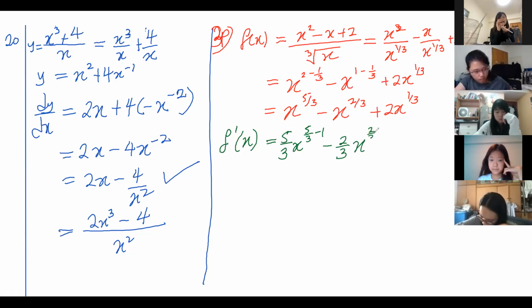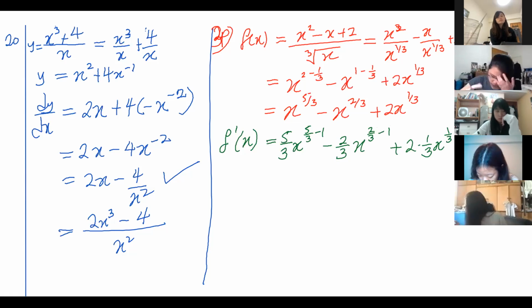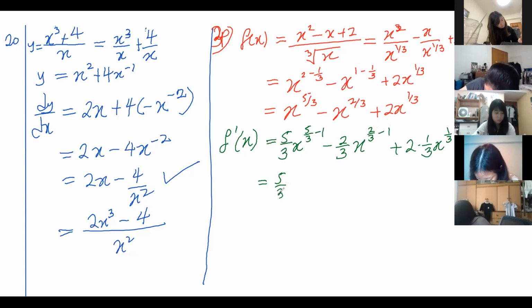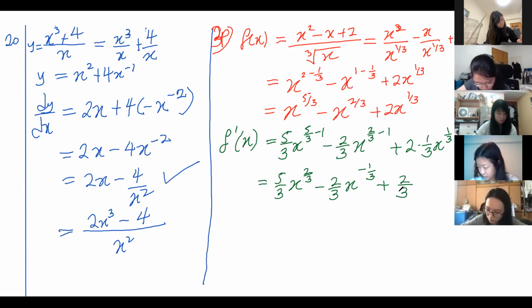x to the 2/3 minus 1. And this is 2 times 1 over 3 x to the 1 over 3 minus 1. Is that okay? So we simplify, we get 5 over 3 x to the 2 over 3, 2 over 3 x to the negative 1 over 3, then 2 over 3 again, x to the negative 2 over 3. Is that correct?